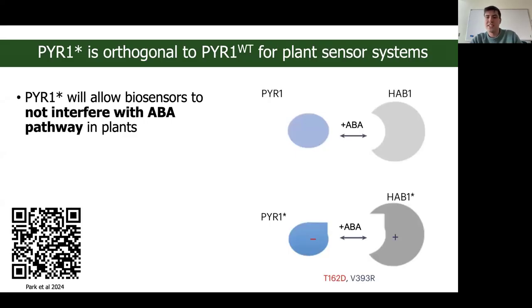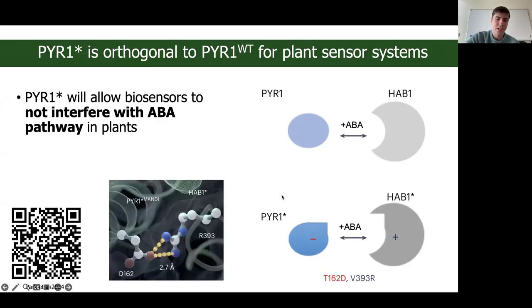And so to solve this and to get around this, an orthogonal sensor was created called Pure One Star, and an orthogonal partner protein was created called HAB1 Star. And they carry with them two substitution mutations that are sufficient for this orthogonalization to not interfere with Pure One or HAB1 and that native pathway. They do this by forming a salt bridge between the D162 on Pure One and this R393 on HAB1 Star.